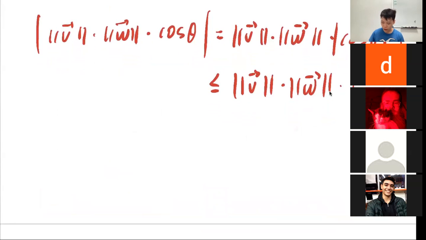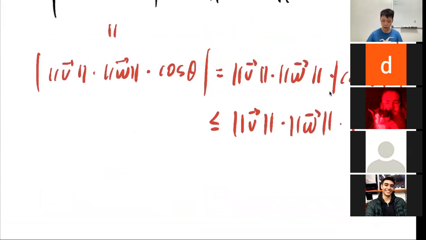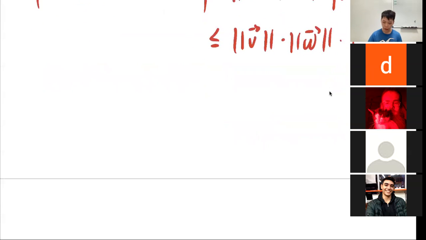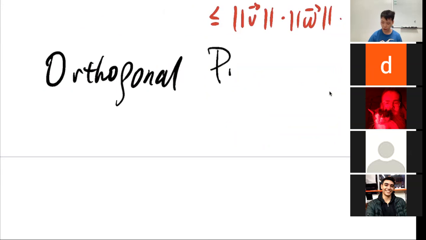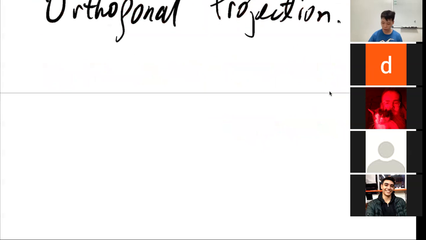So now we explore what the dot products can do for us. It can determine the length. It can determine the angle between two vectors. We have triangle inequalities and Cauchy-Schwarz inequalities, and actually the last application, which I think is the most important application, is the orthogonal projections. Okay, so what is orthogonal projection really?